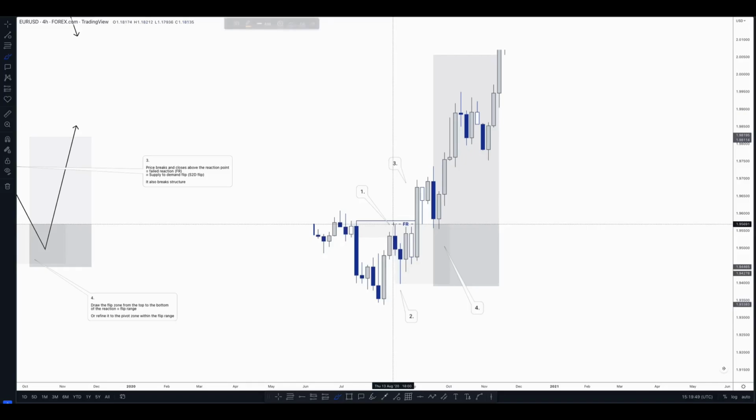We can draw in our supply zone from the top of the reaction to the bottom of the reaction, and that is our supply to demand flip, and boom, there we go, right? Price comes back in, fills the orders, and goes.